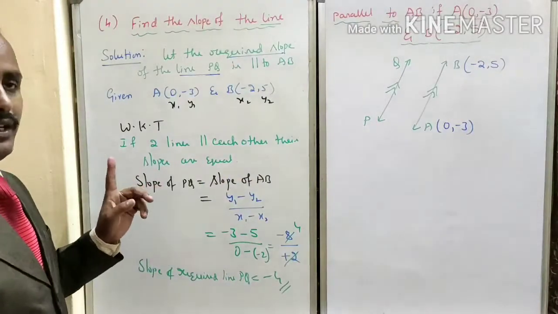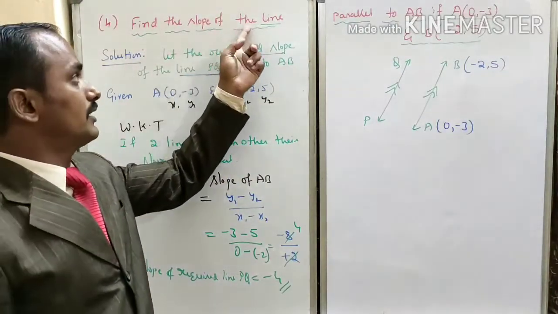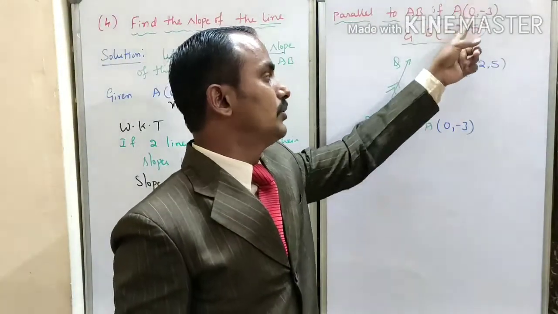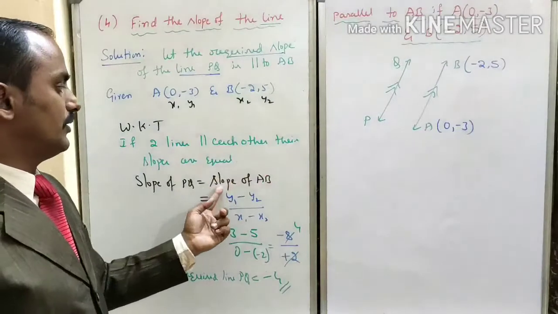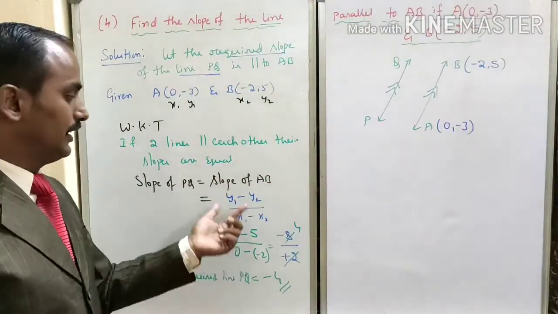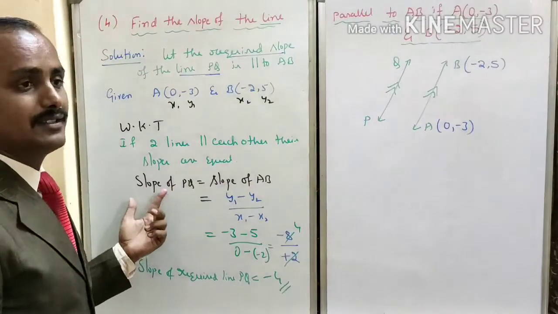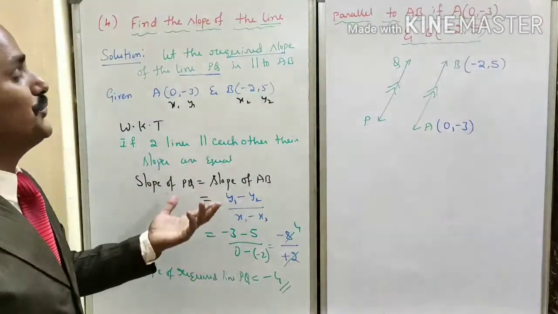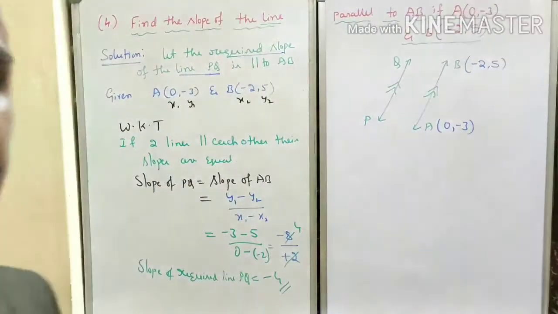Understand? Here is the hint: I want one line's slope, and that line is parallel to AB. That line AB has two coordinates. By using the slope formula with the two coordinates of AB, I substituted and got the slope of AB. The slope of AB is equal to the required slope of PQ. Clear, dear children? I will go to the next problems.